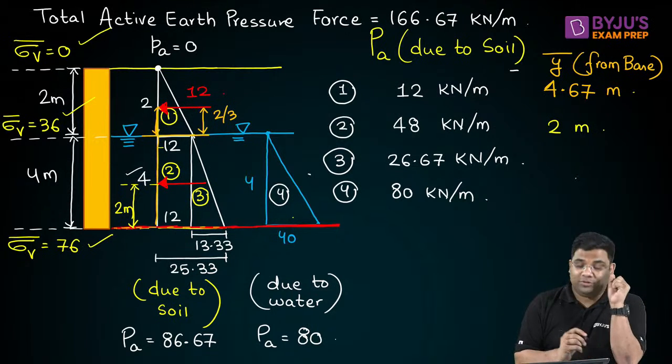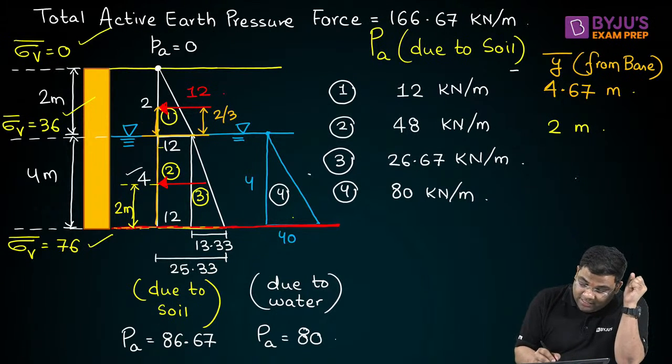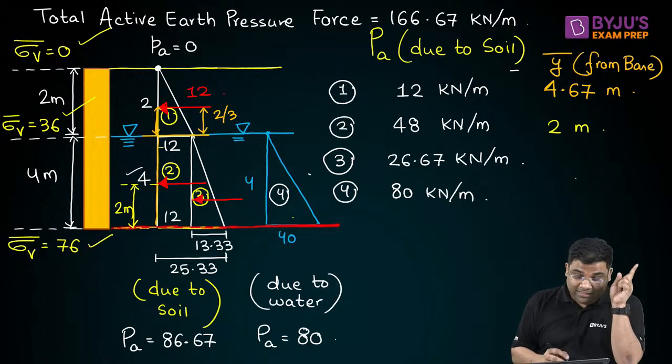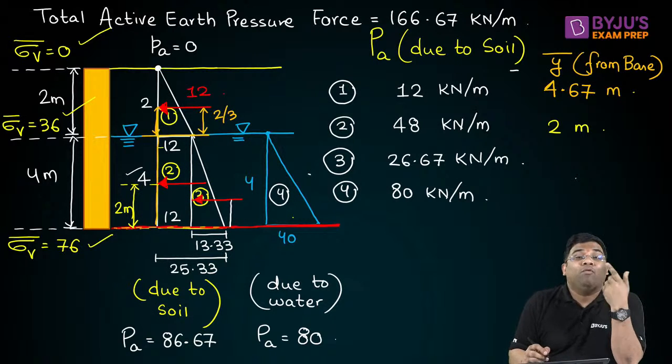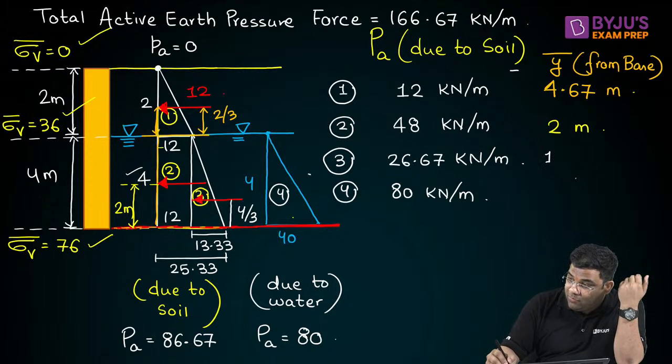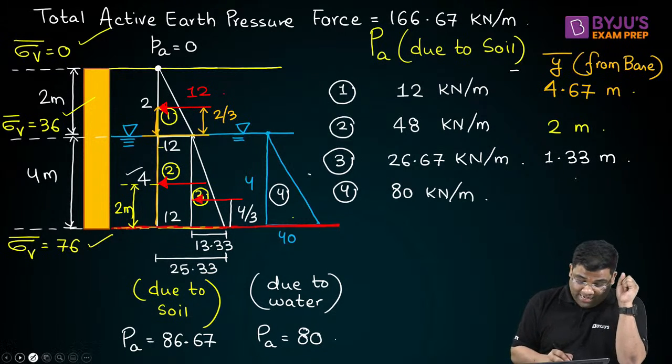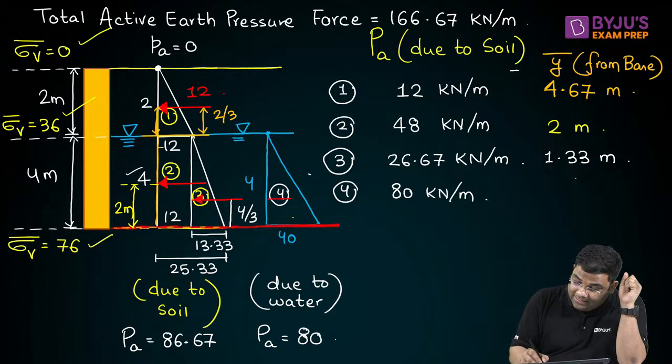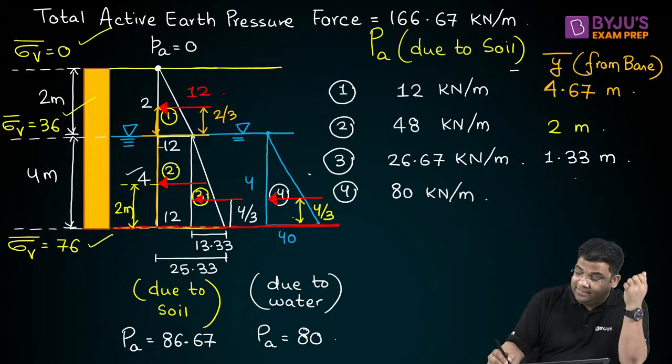Now the third force. You see the third force is acting on a triangle of height 4 meter. So this will be how much? 4 by 3, giving me how much? 1.33 meter. The last one is also acting on a triangle, right? The last force is also acting on the triangle, and it will act at where? H by 3 or 4 by 3, that is how much? Your 1.33.